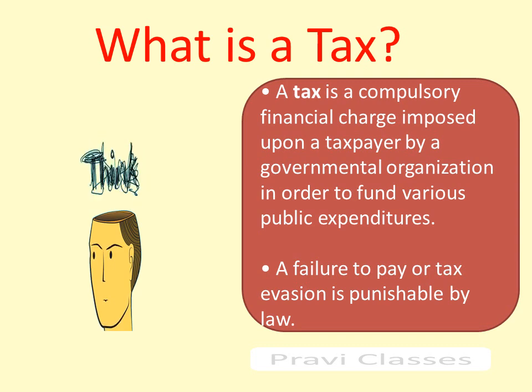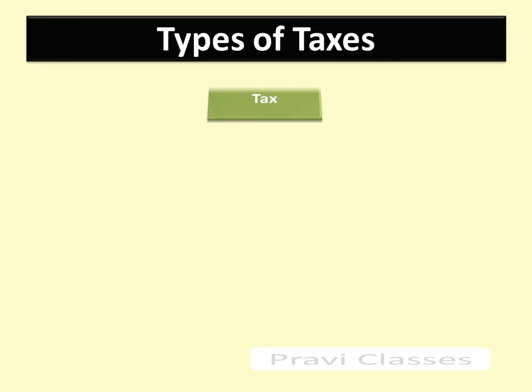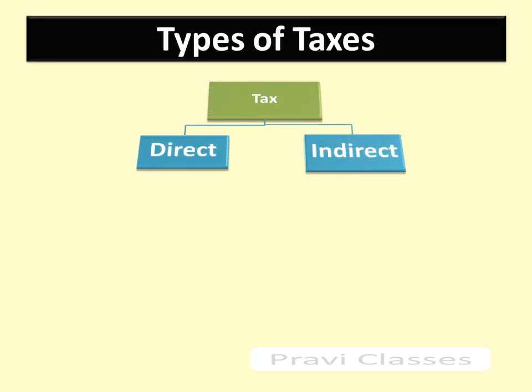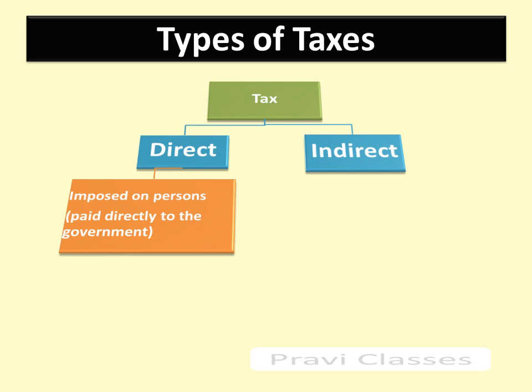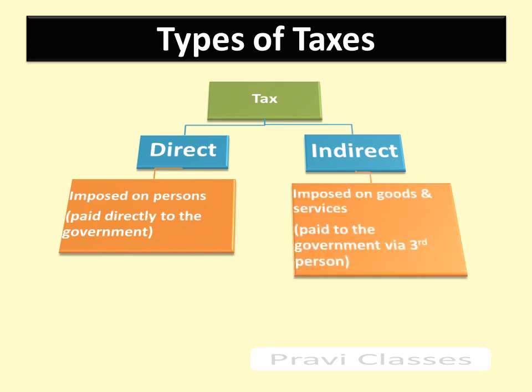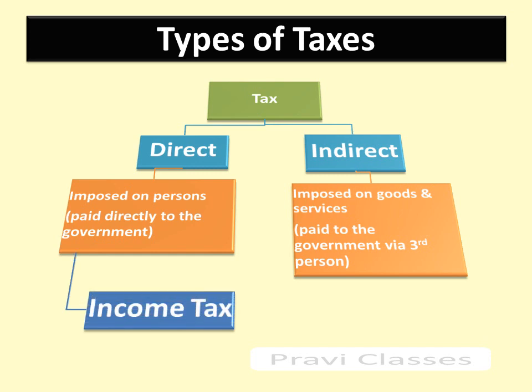Tax is levied by central and state government. Types of taxes: direct and indirect tax. Direct tax is imposed on persons and paid directly to the government. Indirect tax is imposed on goods and services and paid to the government via a third person. Income tax is a direct tax, whereas GST is an indirect tax.